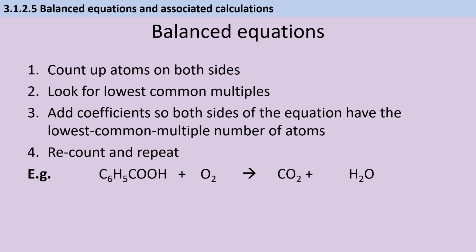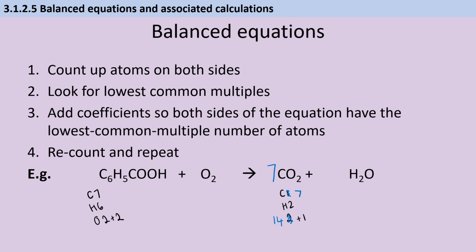If you're still not feeling super confident balancing equations, start off by counting up the number of atoms of each type you have on each side. Then, for one of your elements that's unbalanced, look for the lowest common multiple and think about what you need to multiply each side by to achieve that. So here I'm going to start with carbon. The lowest common multiple of 1 and 7 is 7. So I need to do nothing on the left, and I need to multiply the right-hand side by 7. So I add that coefficient in there.